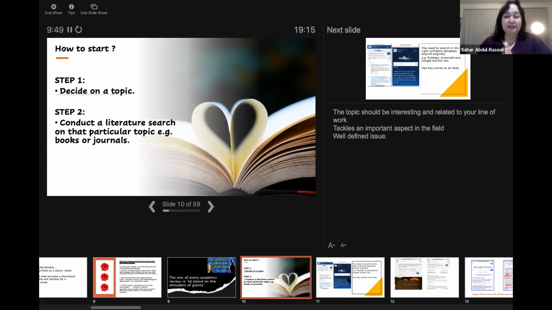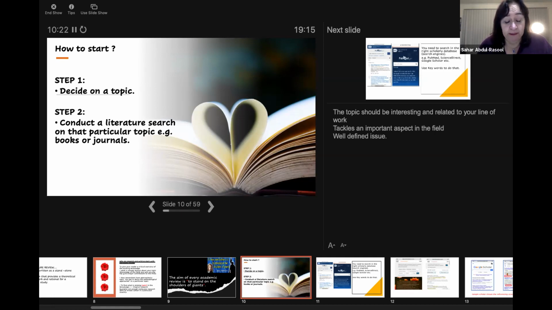Okay, so now let's go and attend to that. How are we writing a literature review? First of all, you have to decide on a topic. What is the topic that you are going to address? After choosing a particular topic, you have to conduct a literature search on it, and that previously used to happen through books and journals.